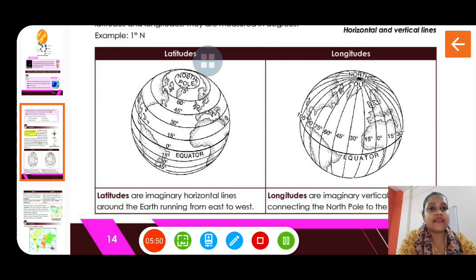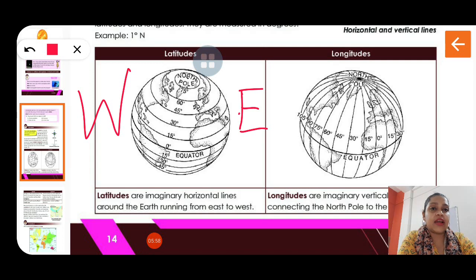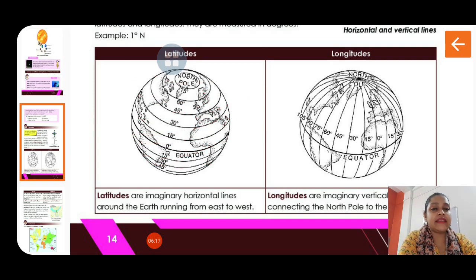So these lines, children, run from, this is the east direction and this is the west direction, and these lines run from east to west. Okay, they are drawn from east to west around the earth. So these lines go from east to west. So clear, children, these lines are latitudes and they are drawn from east to west.